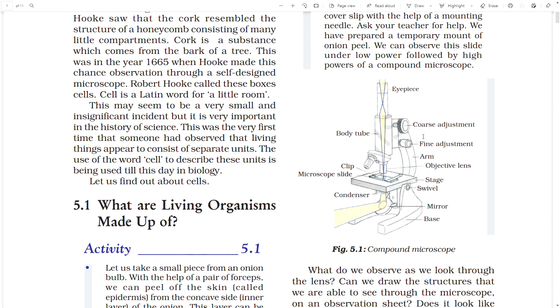Eyepiece, body tube, coarse adjustment, fine adjustment, arm, objective lens, stage, swivel, mirror, base, condenser, microscope slide, clip. Figure, compound microscope.